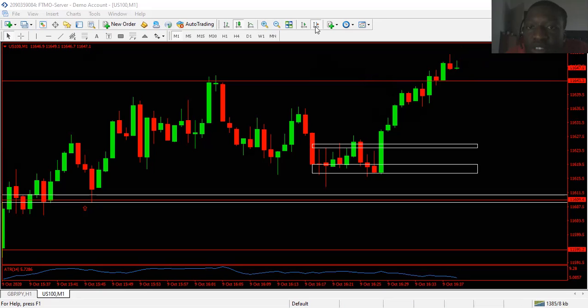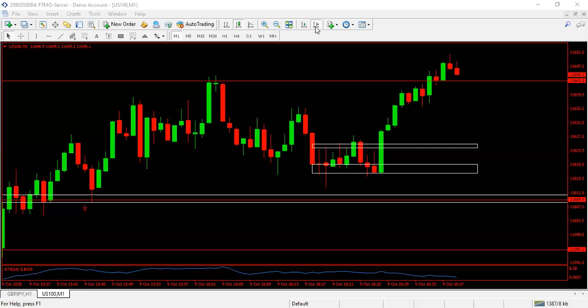So let me just pause the recording. Okay, let's see what price does at this minor level of support. Remember, again, this is the 1 minute, guys. I don't like to take confirmation on the 1 minute, but just watching price. So long as we can form support, then we could see price continuing higher.